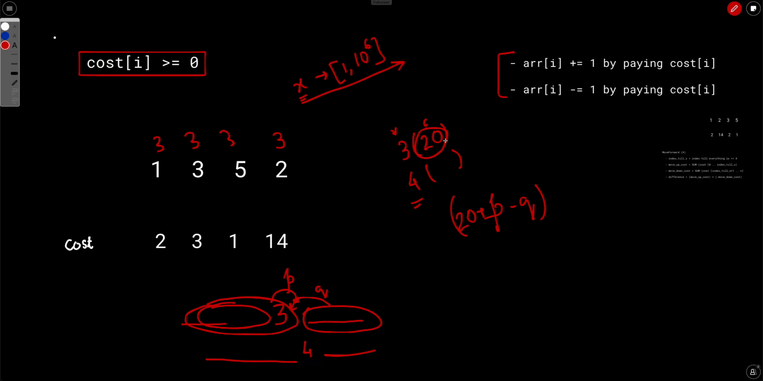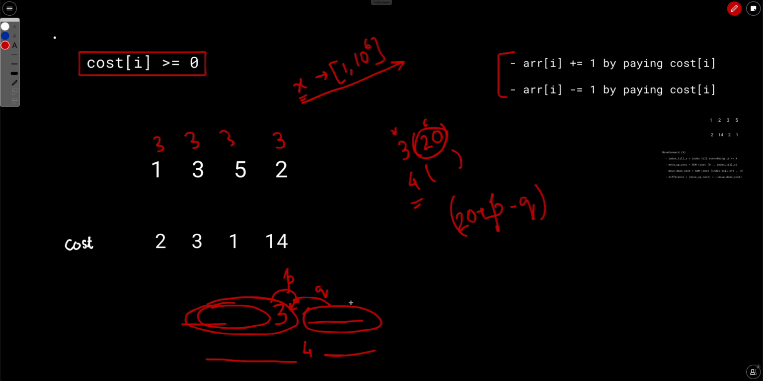So what we have said is, we have moved everything to 3. Now we have to move everything to 4. Every element which is less than 3, we have moved to 3, right? And now we have to move everything to 4. So each of these elements will be incremented once, so for each of these elements you will be paying 1 unit of cost.